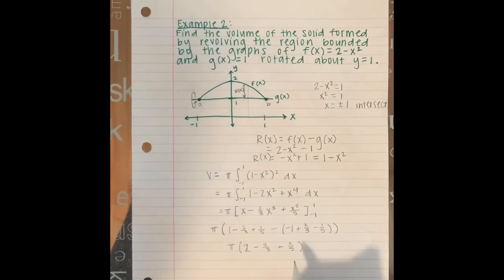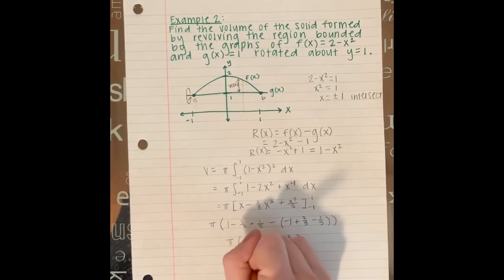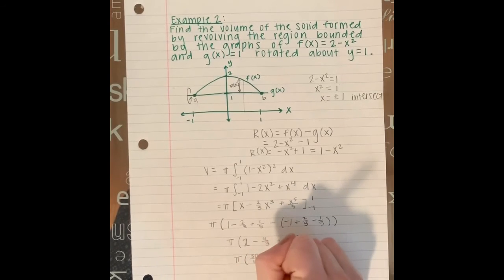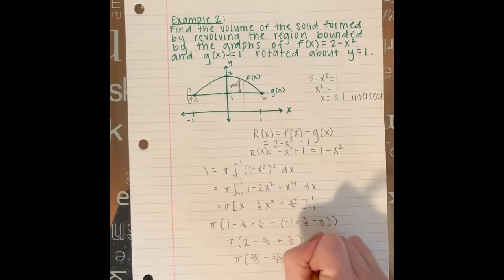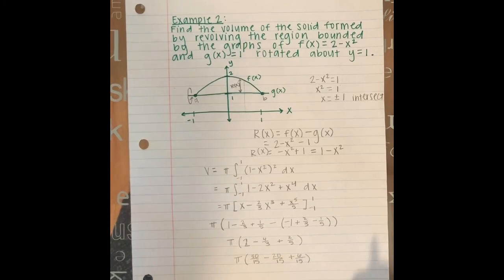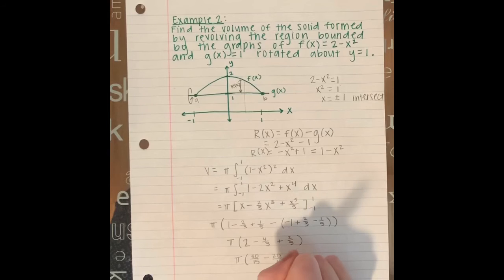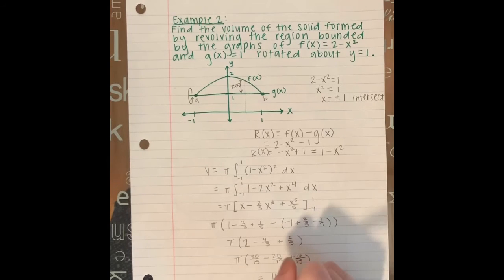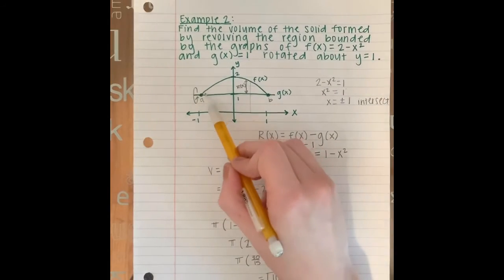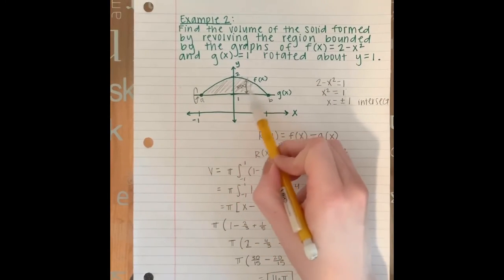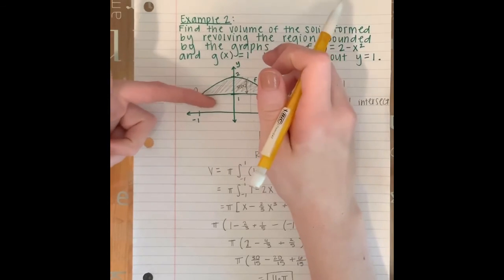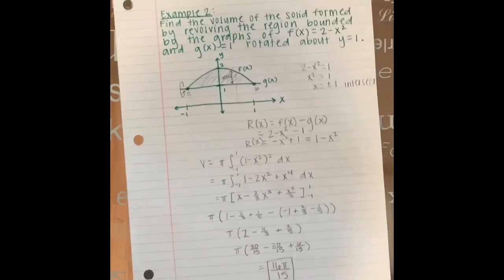And then we could get a common denominator, 15. So pi times 30 over 15 minus 20 over 15 plus 6 over 15. So 30 minus 20 is 10, plus 6 is 16. So you should get 16 pi over 15. And that is your volume if you take this shape right here and rotate it on this axis, y equals 1. That is the volume of the shape that you will get.